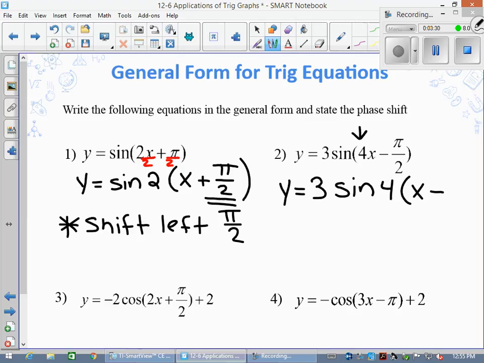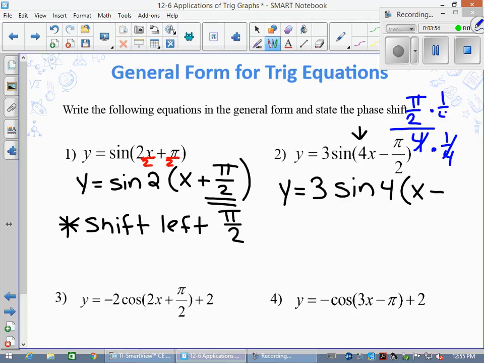Now, because I do have this pi over 2 here, I do need to do some side work to determine what this actually is going to be. So I'm going to take my pi over 2, and I'm going to divide that by the 4, since I want to factor out that. Now, dividing by a 4 is the same thing as multiplying by its reciprocal, so I could absolutely multiply by 1 over 4.